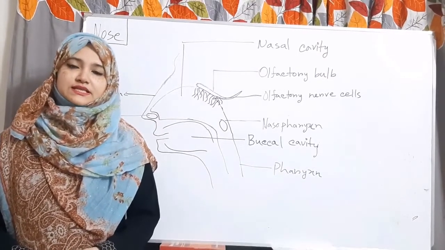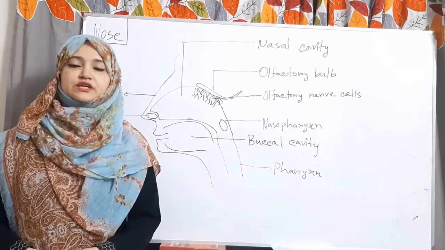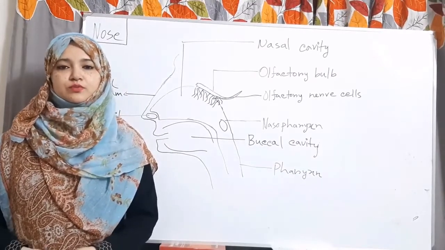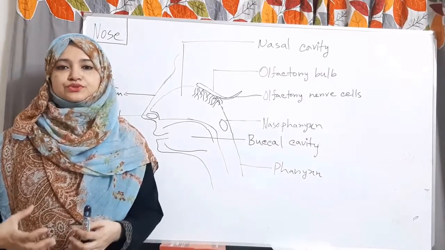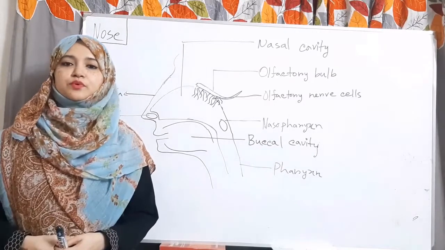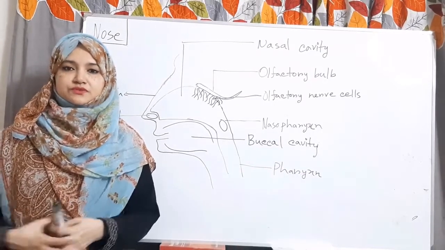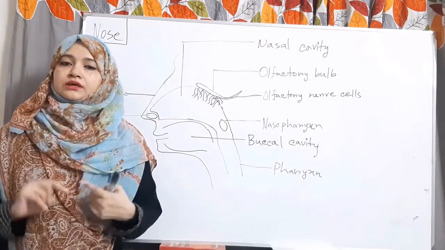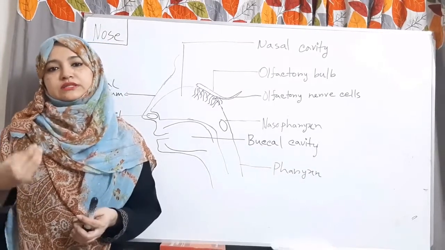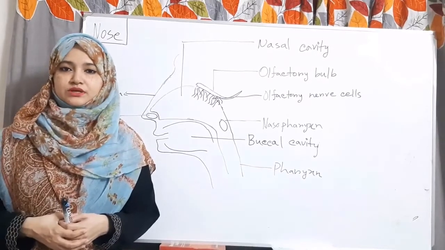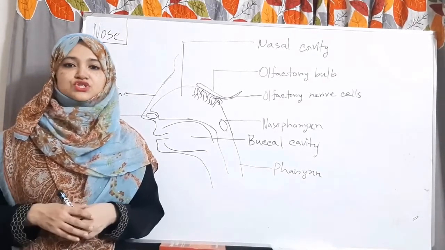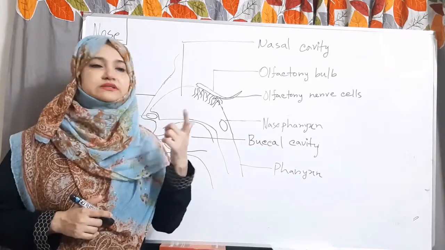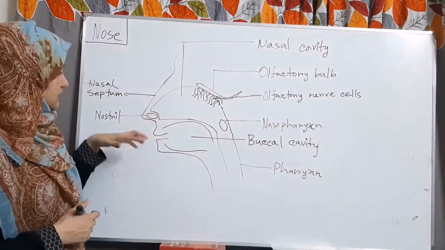Today I will discuss the nose, a very important sensory organ of our body. The nose is the first step of our respiratory system, because we can breathe in and out using the nose. The nose is situated above our buccal cavity. Look at this picture.